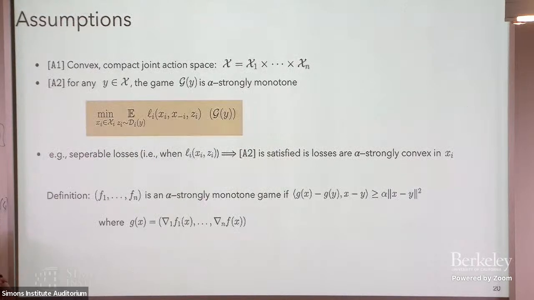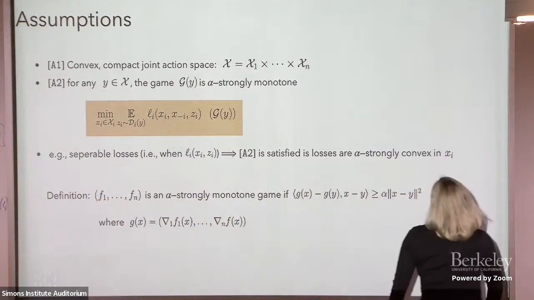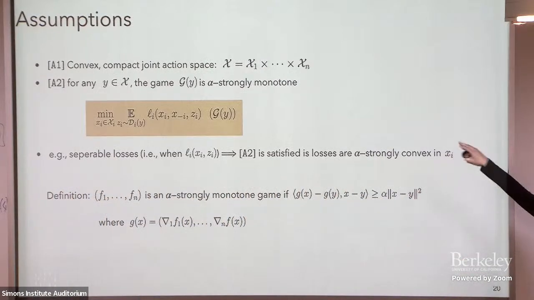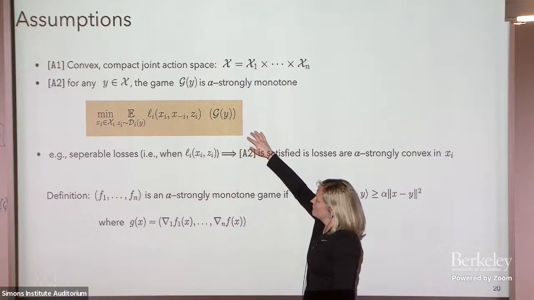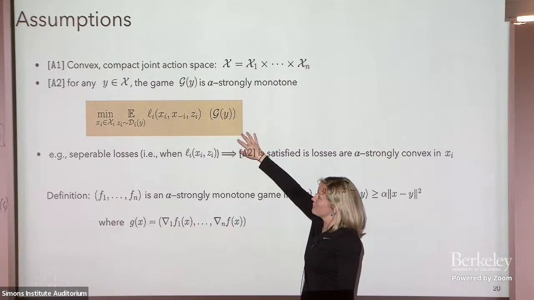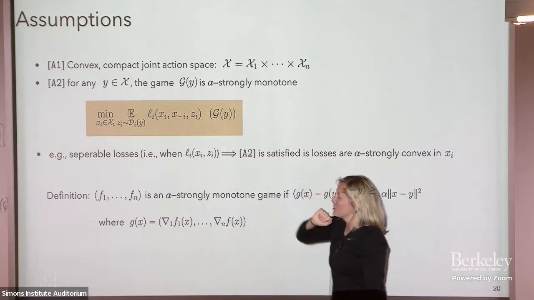Okay, before getting into the definition of this repeated retraining, we're going to set up some assumptions that we'll need throughout. We have the typical things here for our joint action space: it's going to be convex and compact. These conditions are needed to get existence. Then we're going to assume that for any joint action y, the auxiliary game induced by that y is alpha strongly monotone.